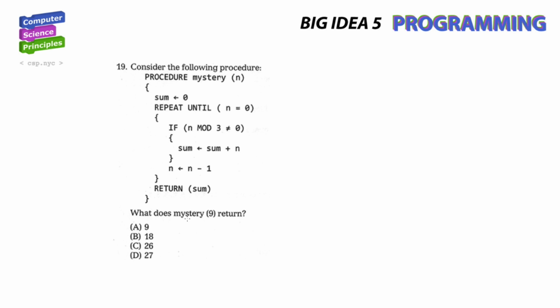Alright, so in 19, we're asked, what does mystery 9 return? So in the first case, when this is a 9, we know that the procedure runs and the sum, so let's write that up here. The sum has the value of 0 originally, and n has the value of 9. So when 9 goes in, we realize that we're going to repeat all of this stuff until n equals 0.